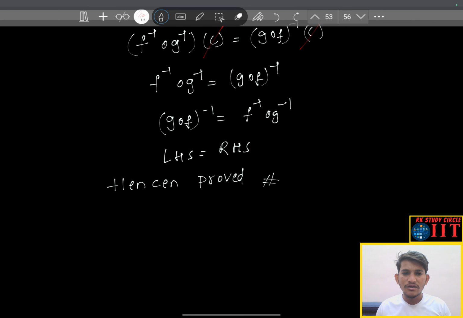So that's it. The long answer questions from the functions chapter are very easy. You're not supposed to skip any question that falls from functions.